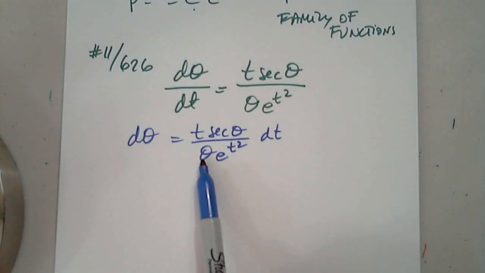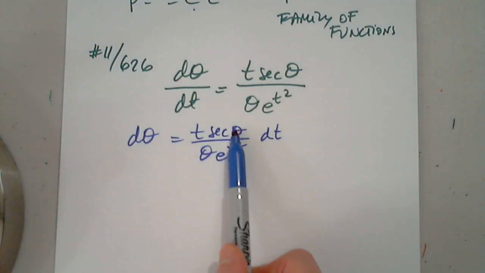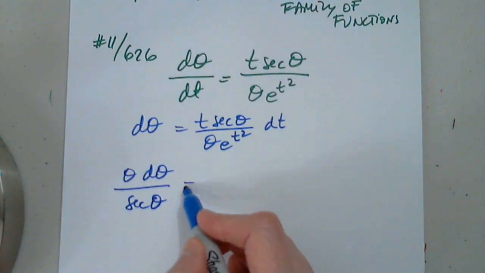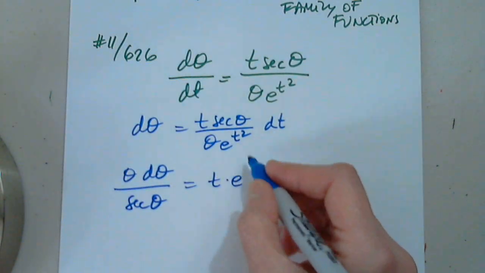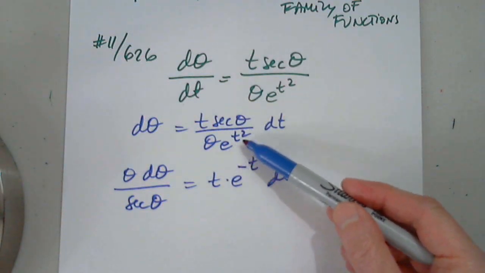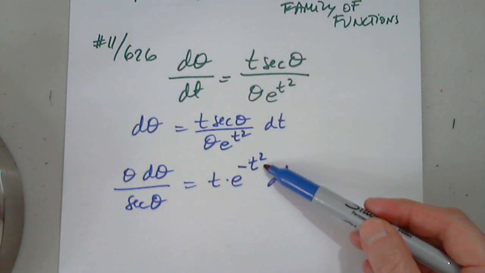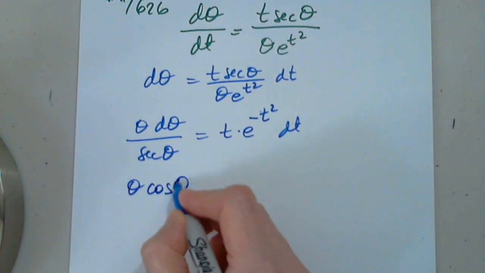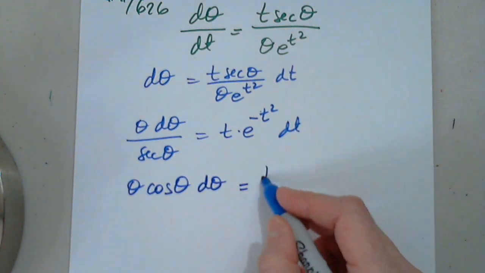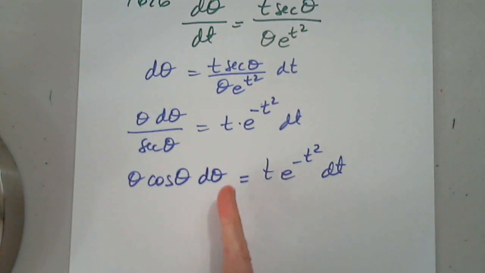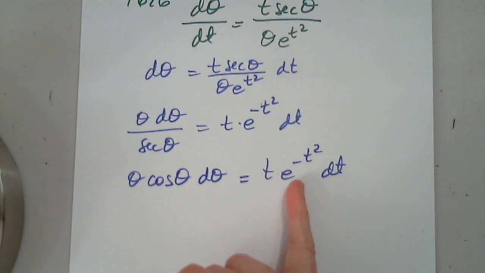Let's say we multiply both sides by theta and divide by secant theta. So theta d theta over secant theta equals t e to negative t squared dt. I will change 1 over secant into cosine to make it as simple as possible, and this is t e to negative t squared dt. We accomplished what we needed. Theta is alone on one side, t is alone on the other, and now we are ready to integrate.